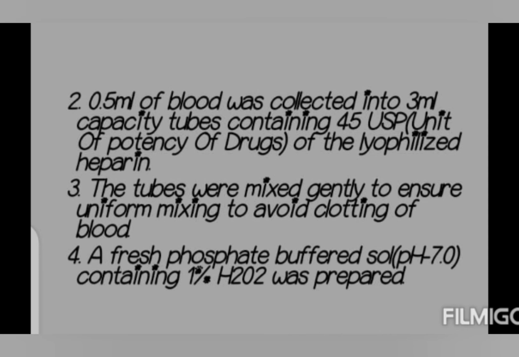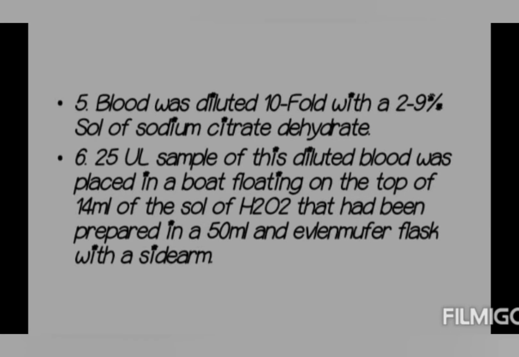Then we have to mix the tubes gently so that there is a uniform mixing and to prevent the clotting of blood. Then a fresh phosphate buffer solution whose pH should be 7, containing 1% of hydrogen peroxide is prepared. Then we have to dilute the blood 10-fold with 2 to 9% solution of sodium citrate dihydrate.